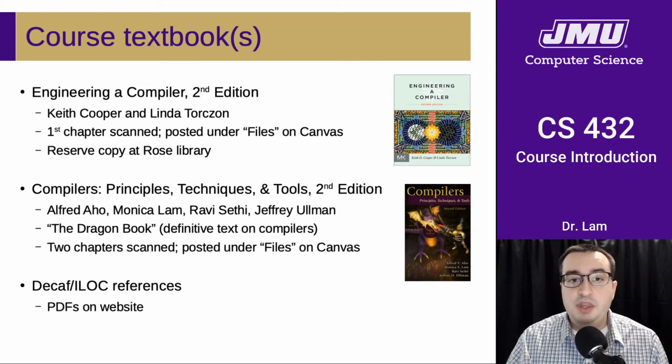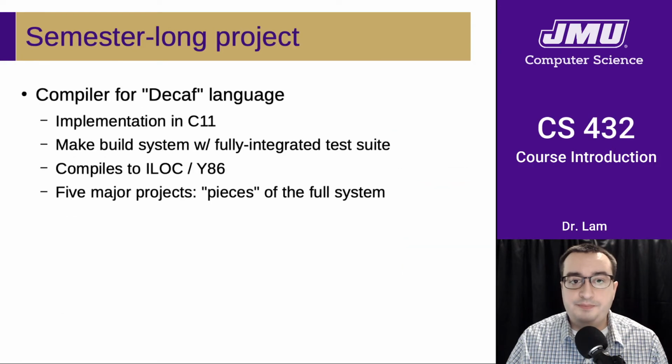The second textbook that we'll be drawing from a little bit is the Classic Compilers textbook, sometimes referred to as the Dragon Book because of the picture on the front. This is considered to be the definitive text on compilers. It's a bit theory heavy for an undergraduate course. We're going to be using 2 chapters of it, and I have those scanned and accessible on Canvas. We're not going to be using the rest of that book. There are also references to both decaf and ILOC, two new languages that we're going to be using this semester, and those PDFs are posted on the website.